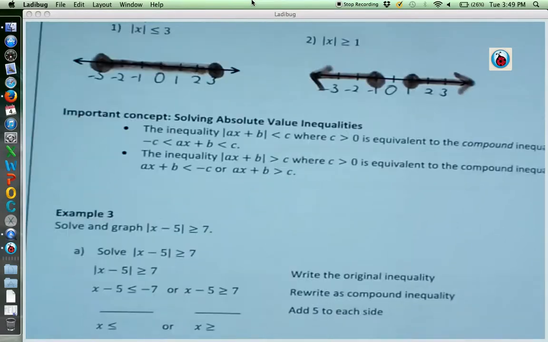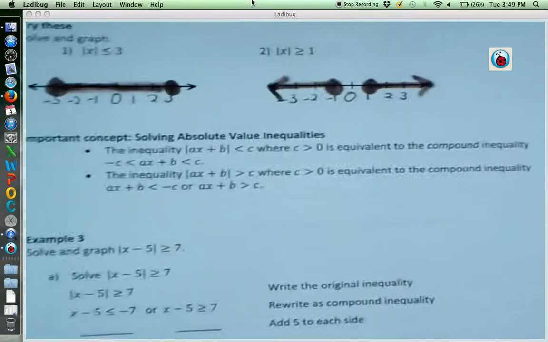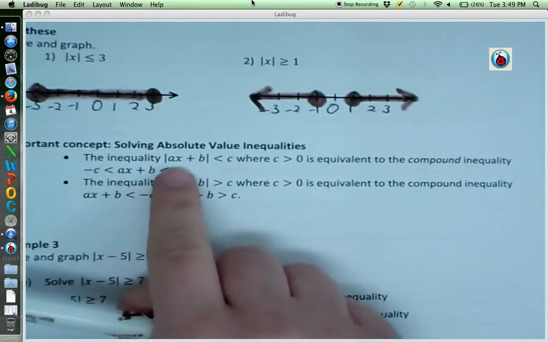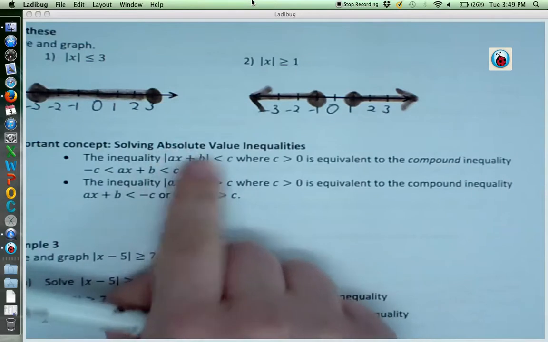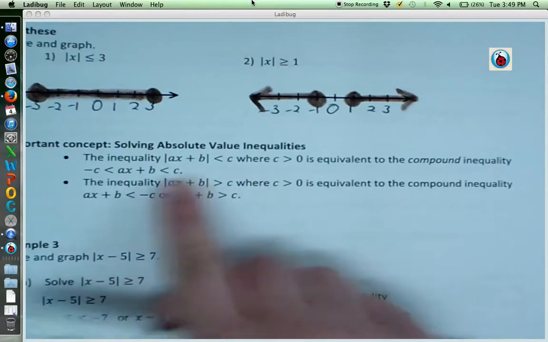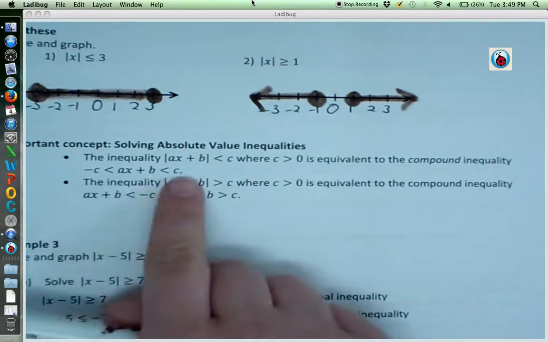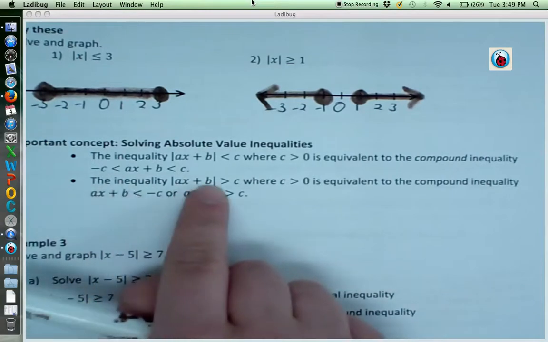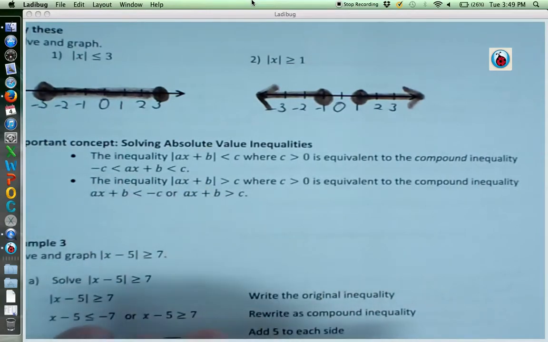All right, so here's an important concept here. If I have some sort of inequality that I'm actually going to solve, kind of like the inequality equation, so absolute value of some expression is less than c, this is a compound inequality where this expression is between the values of c and negative c. So I could write the inequality this way, and we'll see an example of that shortly.